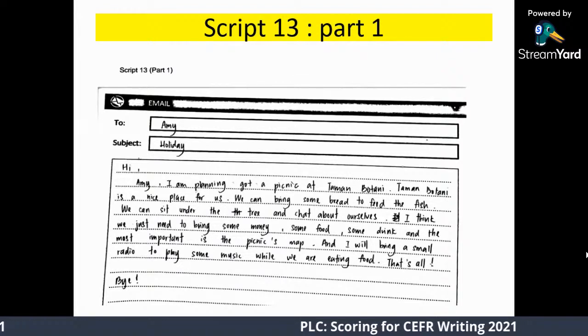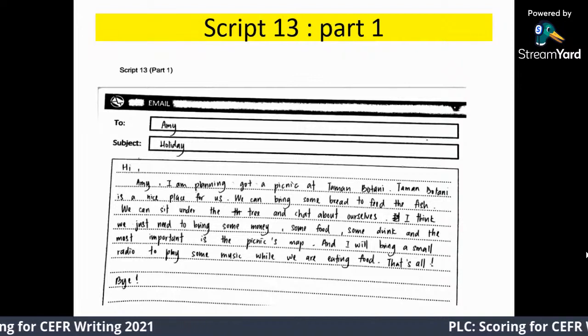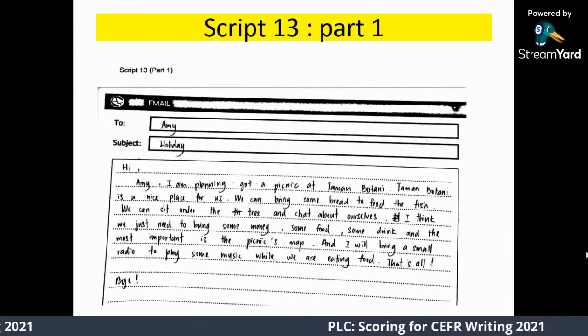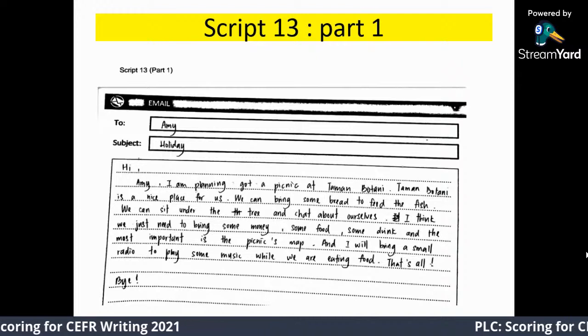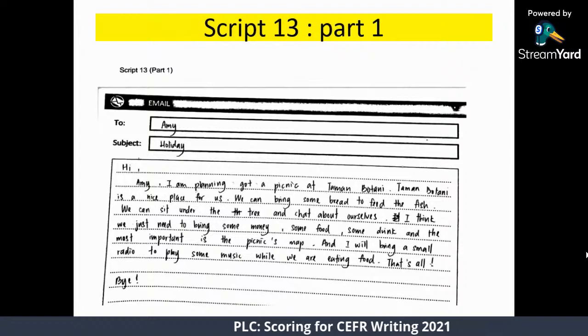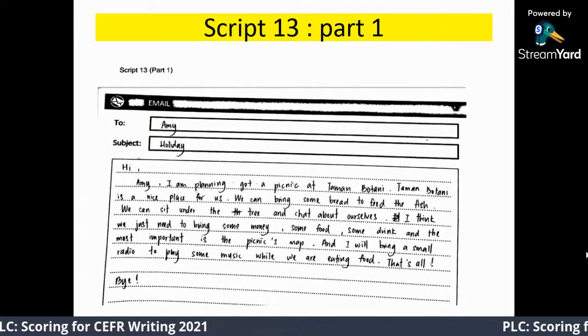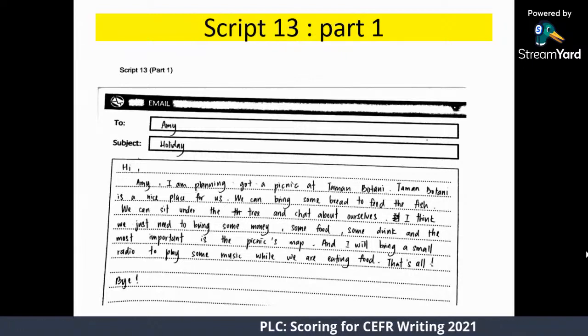3. Next, language. Basic vocab related to picnic. Yeah, feed the fish, chat, money, food, drink, radio, map, and all that. I am planning, while we are eating, so there are some grammatical mistakes as well. I am planning got. Okay, that is an error, right? Errors are minimal, so the language was 4. The total was 17.